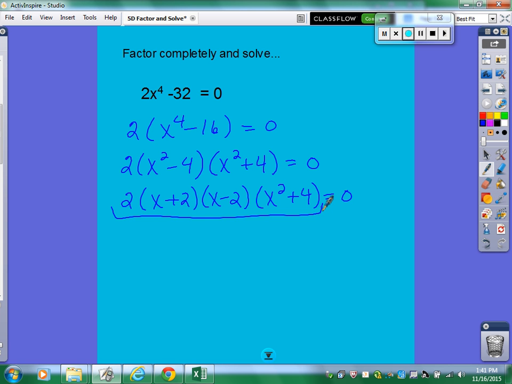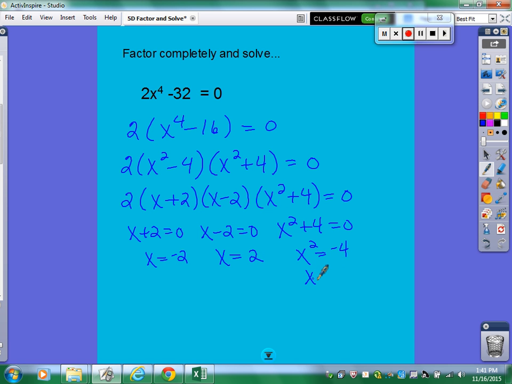Now let's solve. Let's set each factor equal to 0, using the zero product property. So I'm going to get x is equal to negative 2, positive 2, x squared is equal to negative 4, square root both sides. I'm going to get plus or minus 2i. So this particular equation has 4 solutions, 2 real and 2 imaginary. So my set is negative 2i, positive 2i, negative 2, and 2. So the degree also tells you how many solutions you're going to have. So there's an example of difference of 2 squares.